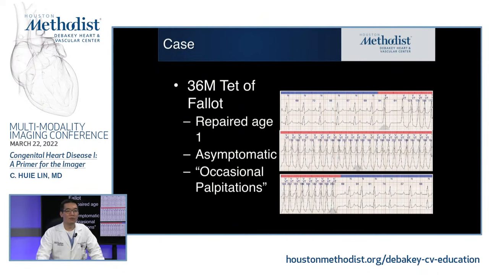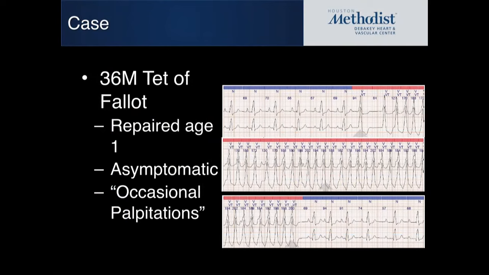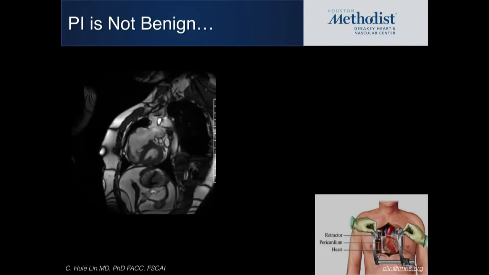So, as we would potentially expect, this patient has ventricular tachycardia. And why did this happen? Well, when we look at the cardiac MRI for this patient, this is what happens from a lifetime of pulmonic insufficiency or pulmonic regurgitation. So what you can see here is that basically you have just to and fro flow going back and forth across the pulmonic valve.